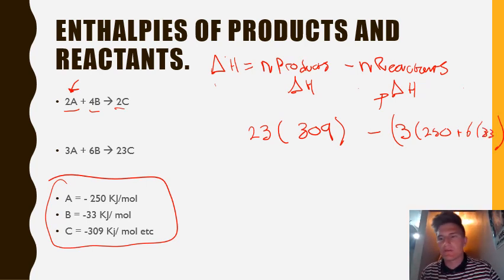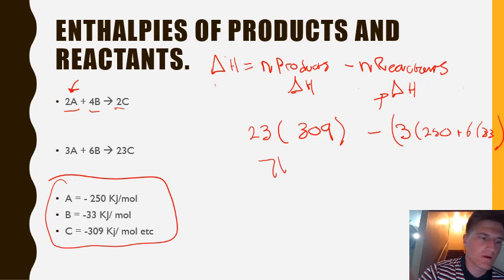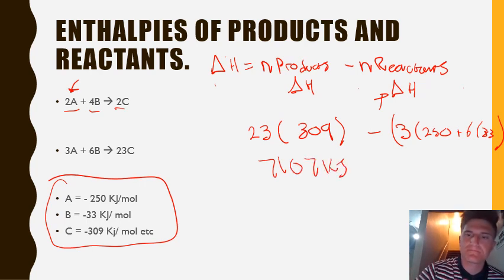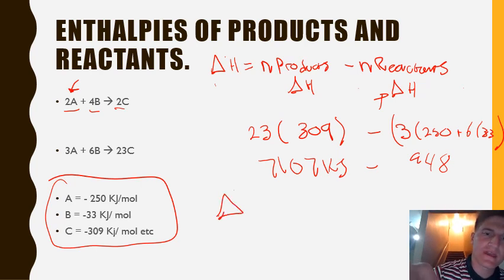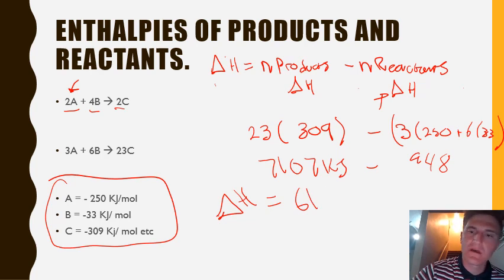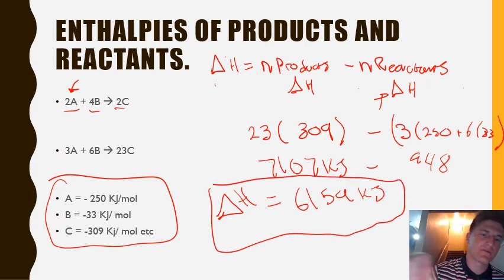Great. And so once again, we just plug these numbers in. 23 times 309. That's 7107 kilojoules. Minus, then we're just going to add these two together again. 3 times 250 plus 6 times 33, 948. And so we can just take these two numbers here, subtract them once again. That leaves us with a total delta H, which is positive, of 6,159 kilojoules. So we know that this reaction is going to be endothermic.